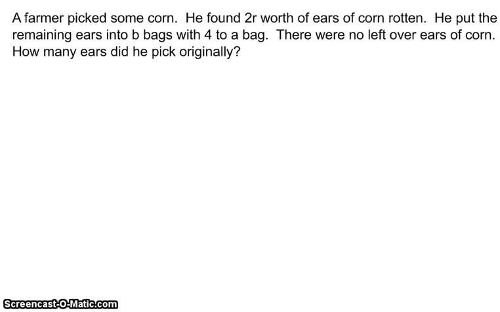He put all the ones that he liked, all the good pieces, into b number of bags with 4 to a bag. So when I look at this, he had 4 ears of corn in every bag. I can write that as 4b, because however many bags will tell me how many ears of corn are in those bags. If I had 3 bags, I'd have 12 ears of corn. But I don't know how many bags I'm using, just b number of bags. There's 4 ears of corn in every bag, so I'm going to write that as 4b.